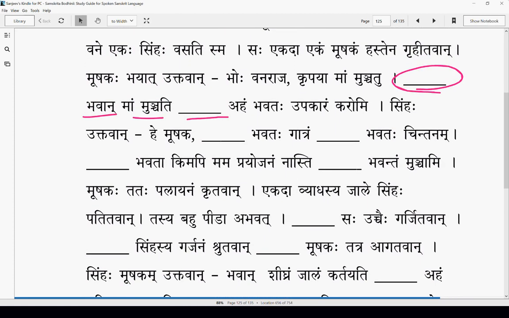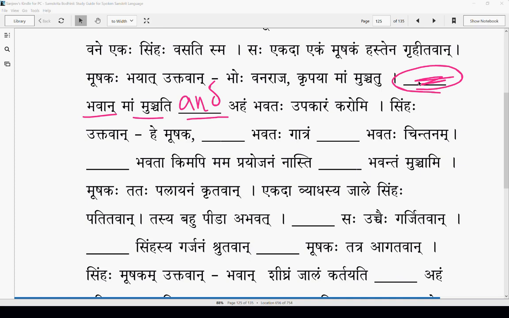Bhavan ma munchati means you release me. Munchati, release. You release me. Aham bhavatah upakaram karomi. I will do a favor to you, for you. So, what do you want to put there in the dash in English? You release me, dash dash, I'll do a favor. Just as you release me and I do a favor to you.